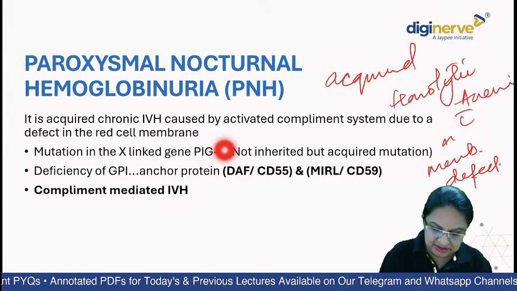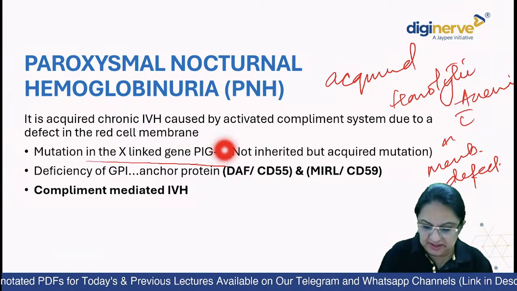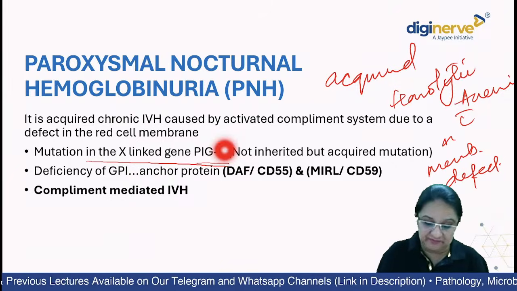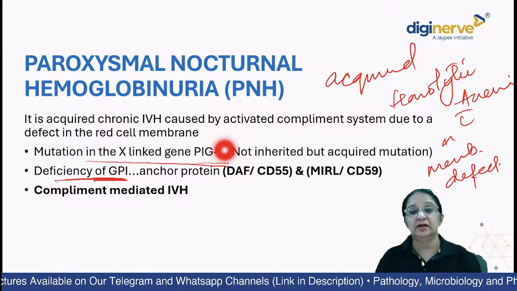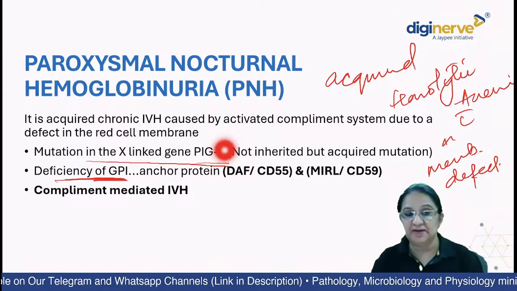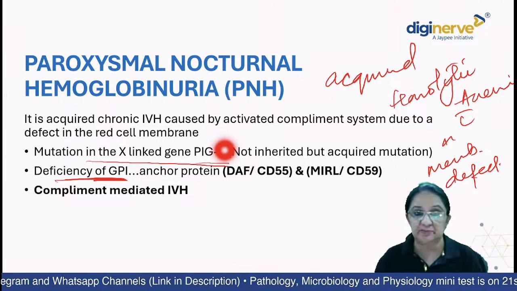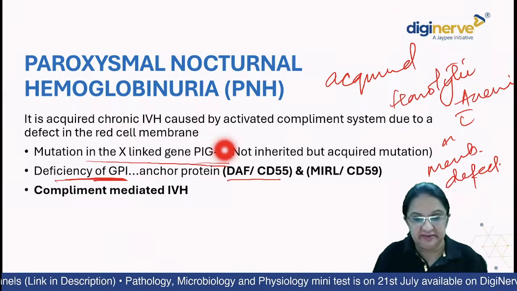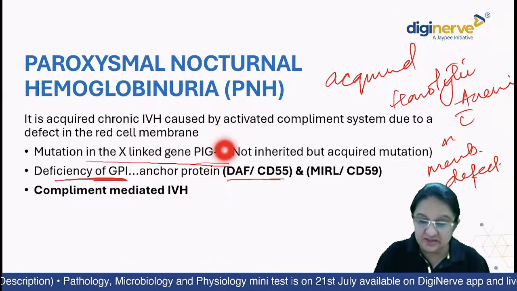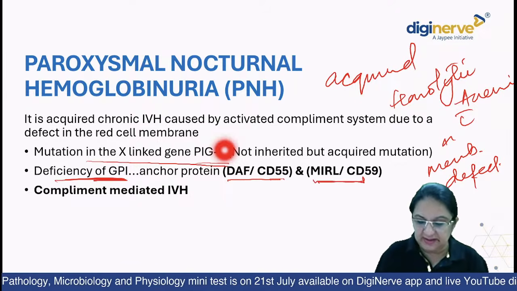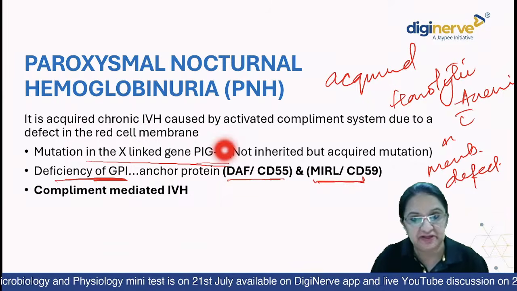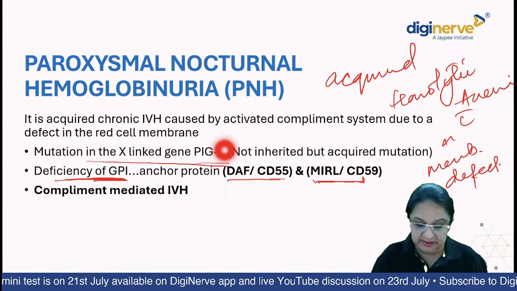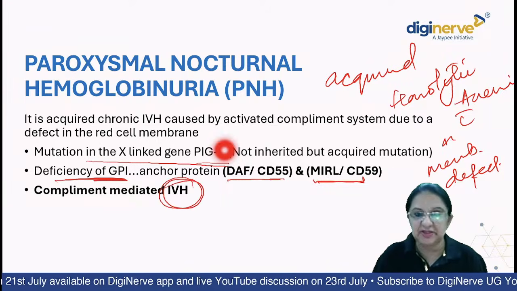There is a mutation in the X-linked gene PIGA, which leads to deficiency of your GPI anchor protein. GPI anchor is there on the red blood cells, and the proteins associated with it are DAF, decay accelerating factor, CD55, and MIRL, CD59. Because of this deficiency, there is complement mediated intravascular hemolysis.